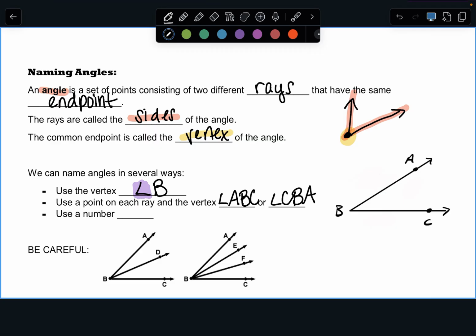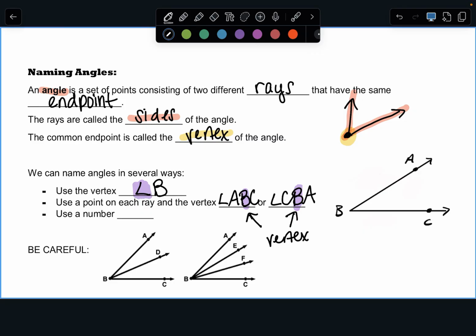What do we notice about these two? What's the same? The angle symbol and B. B is in the middle. If you name your angle with 3 letters, that middle letter has to be the vertex. Always. The vertex is like the most important part of our angle. That's how we name it always.